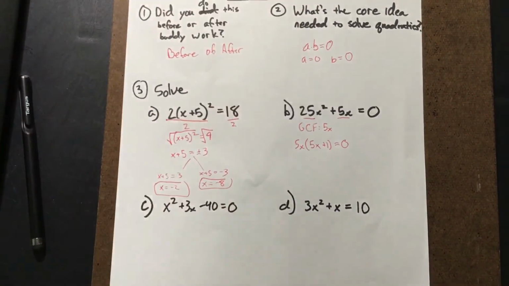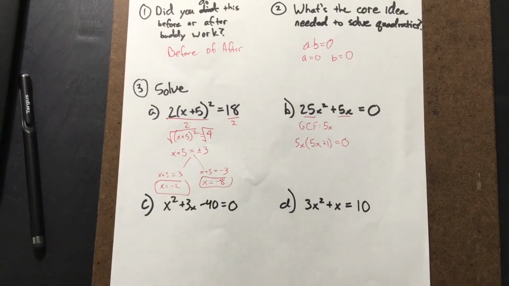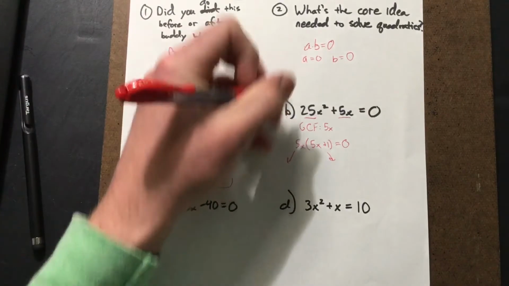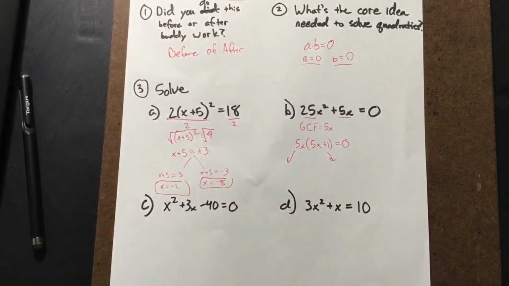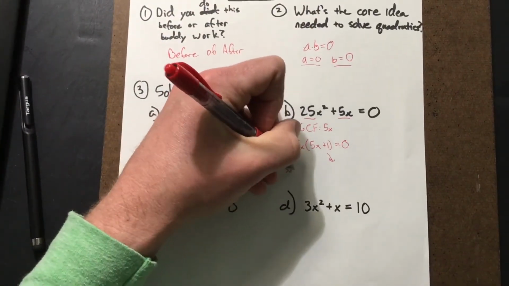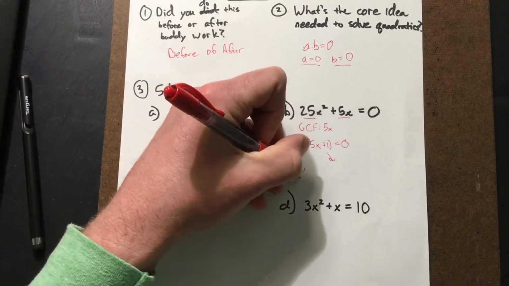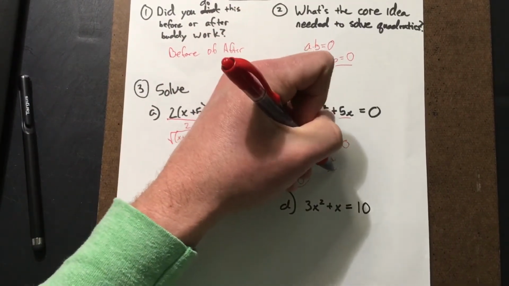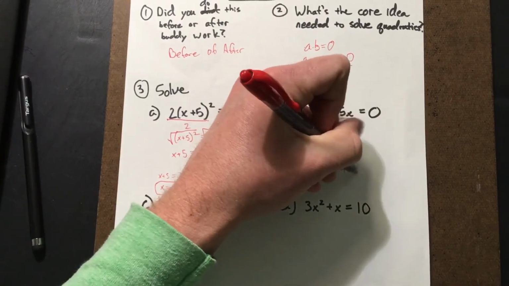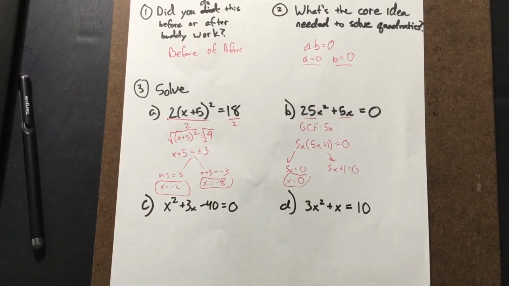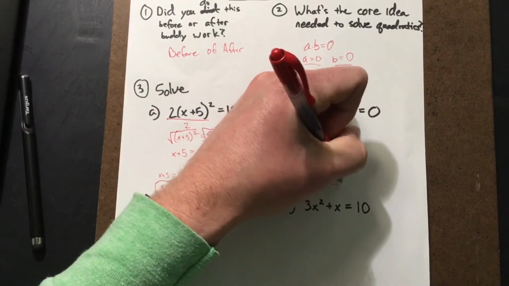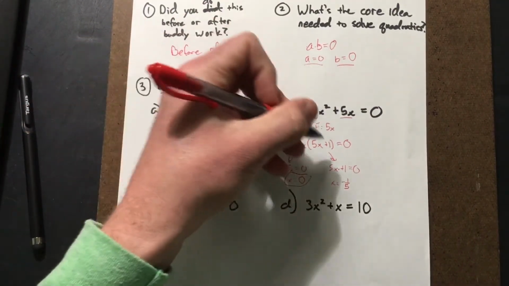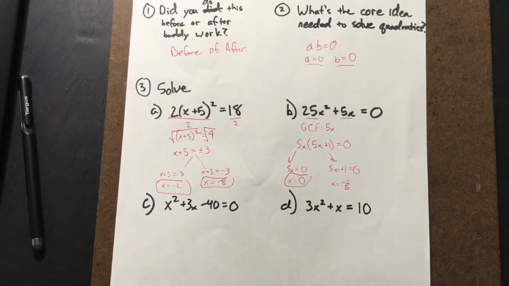This is a times b equals 0. It's 5x and 5x plus 1. So break these into 2 little equations, because a has to equal 0 or b has to equal 0. 5x equals 0, so x equals 0 is one solution. The other one, and I did this intentionally to see if you were paying attention, it's not 5. X equals negative 1/5, because you have to subtract 1 from both sides and then divide by 5.